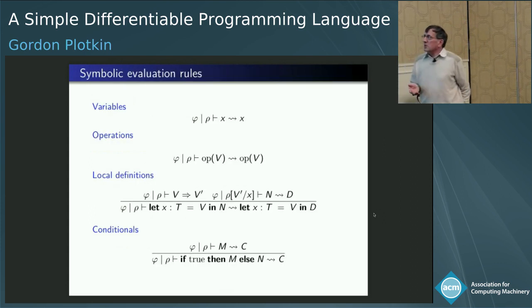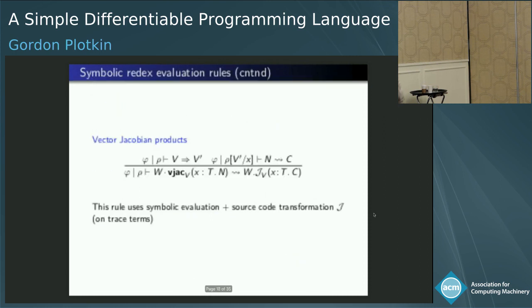In some sense, it's pretty trivial. You symbolically evaluate x to x. You symbolically evaluate up of v to up of v. I should say in parentheses, this is the Felleisen method. So there's some mechanism of evaluation context, but okay. And conditionals is what I just said. Local definitions, actually I don't want to go through it too much.